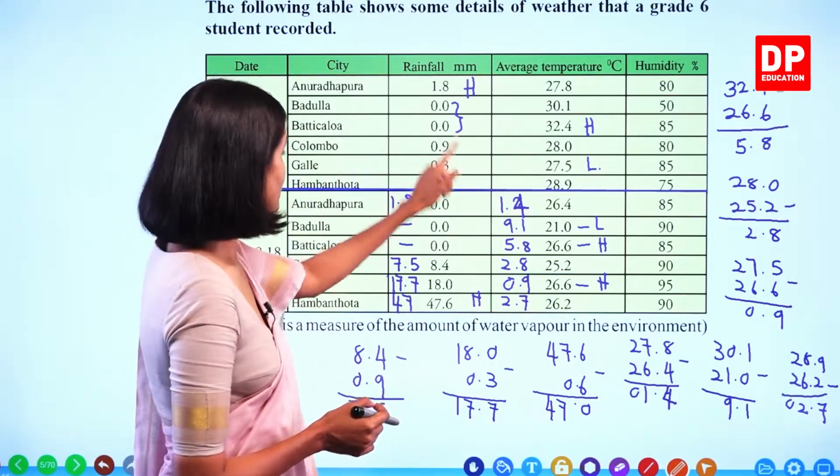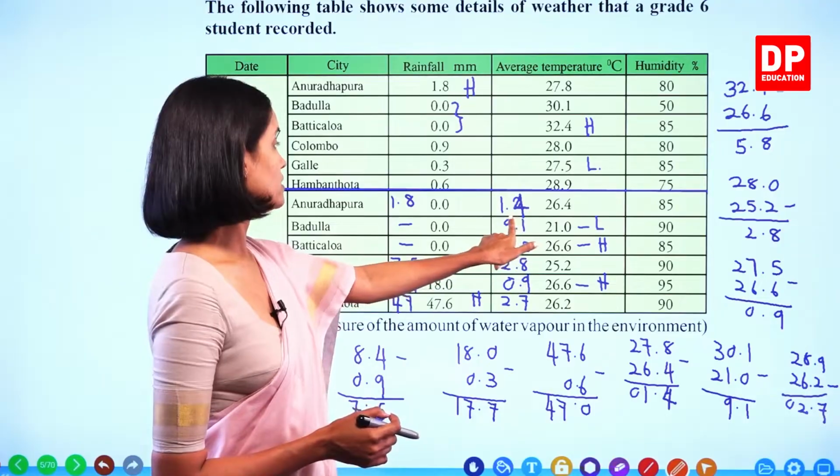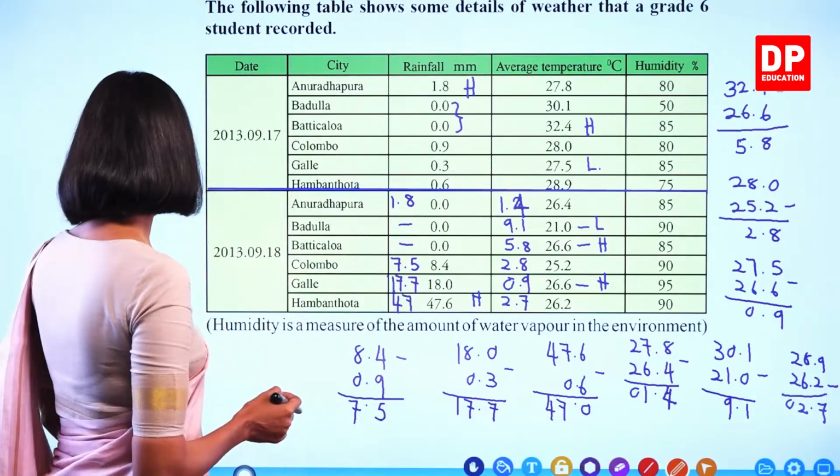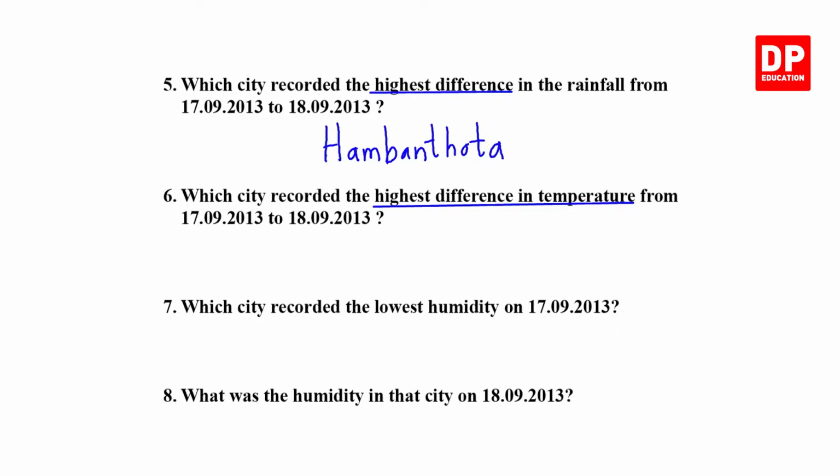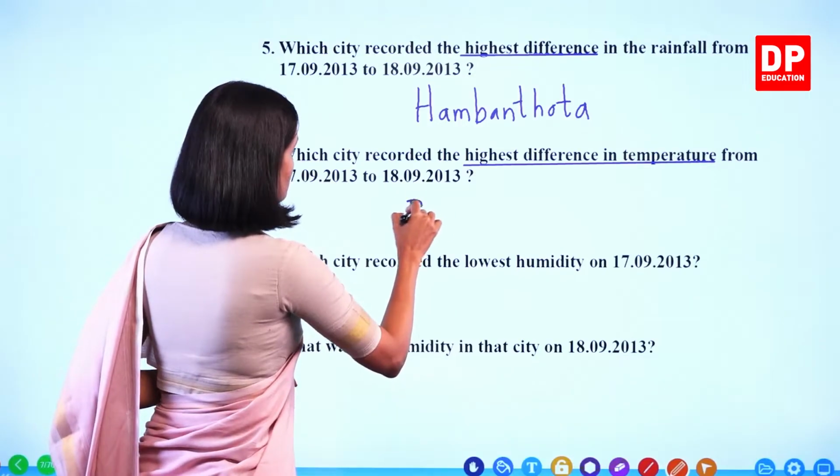Okay. So the highest difference is in Badulla, 9.1. Okay. Right. Which city recorded the highest difference in temperature? Badulla.